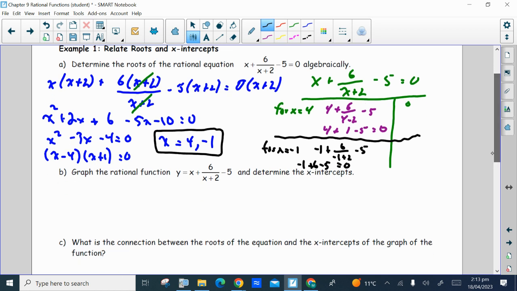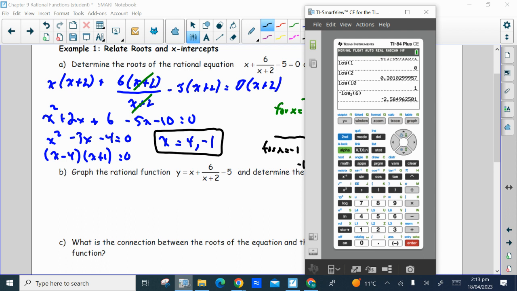So next it says to graph the rational function and determine the x-intercepts of that graph. So we'll have x plus, now that next term is a rational expression, so we're going to have to use brackets to keep it together. The top is just 6 divided by, and we're going to have to use brackets again to keep the numerator together. So close the bracket on the denominator, close the bracket on the expression, minus 5, enter.